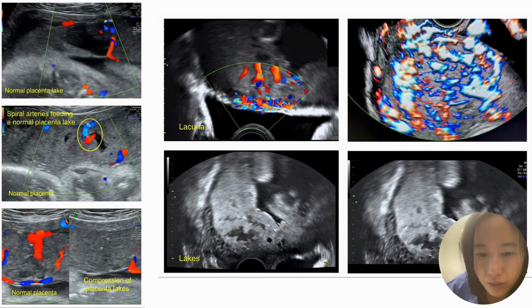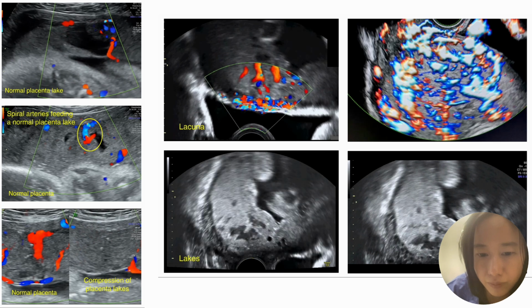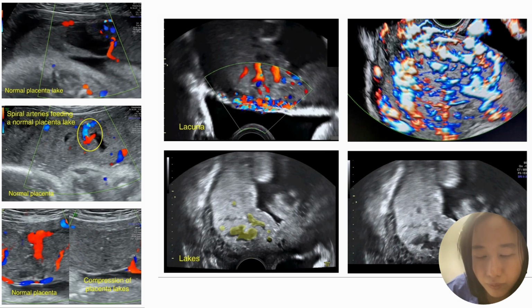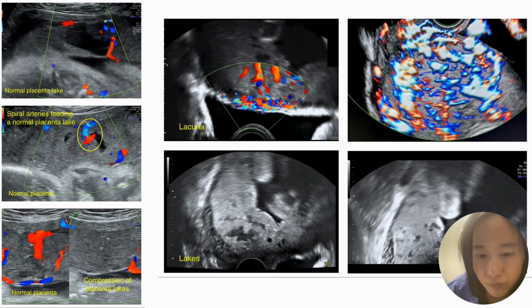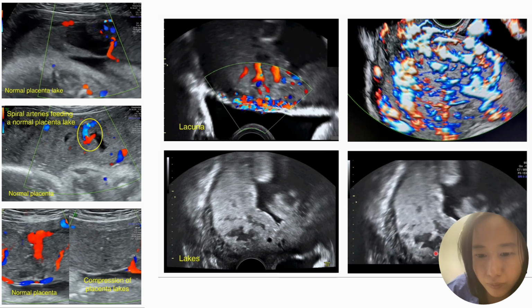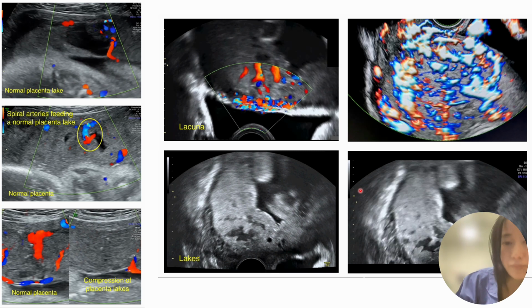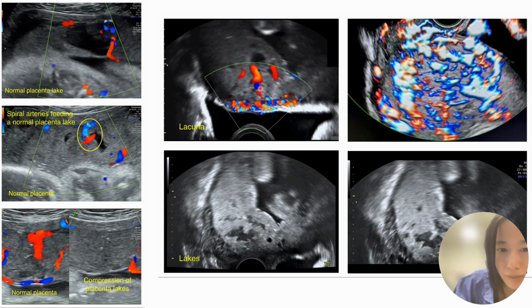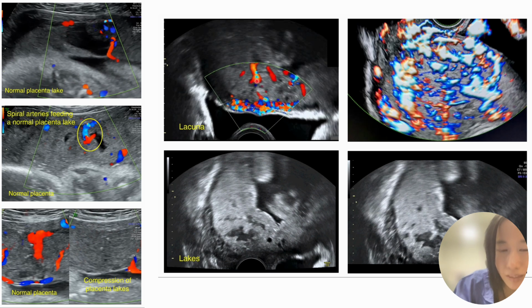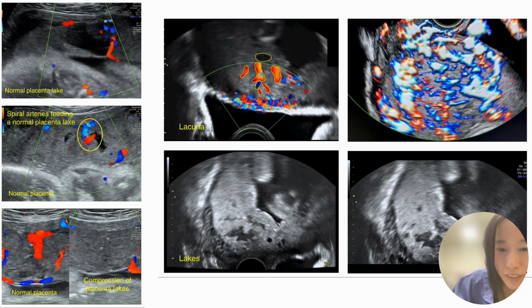Here we've already seen this one before. The placental leg, when you press, disappears. Okay, next one. Whereas with the lacunae, you press there and it's still there. It's high flow. Okay, next one.